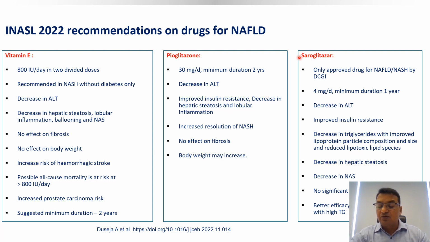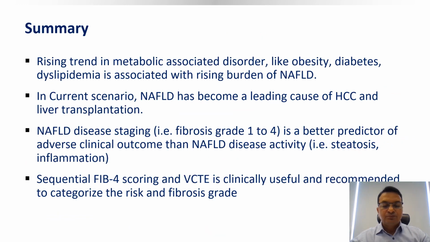The third drug is Saroglitazar, which is the only approved drug by DCGI for the treatment of NAFLD and NASH. The recommended dose is 4 mg every day for a minimum duration of 1 year. It decreases ALT, improves insulin resistance, improves atherogenic dyslipidemia, reduces steatosis, and reduces NASH value on histopathological examination.